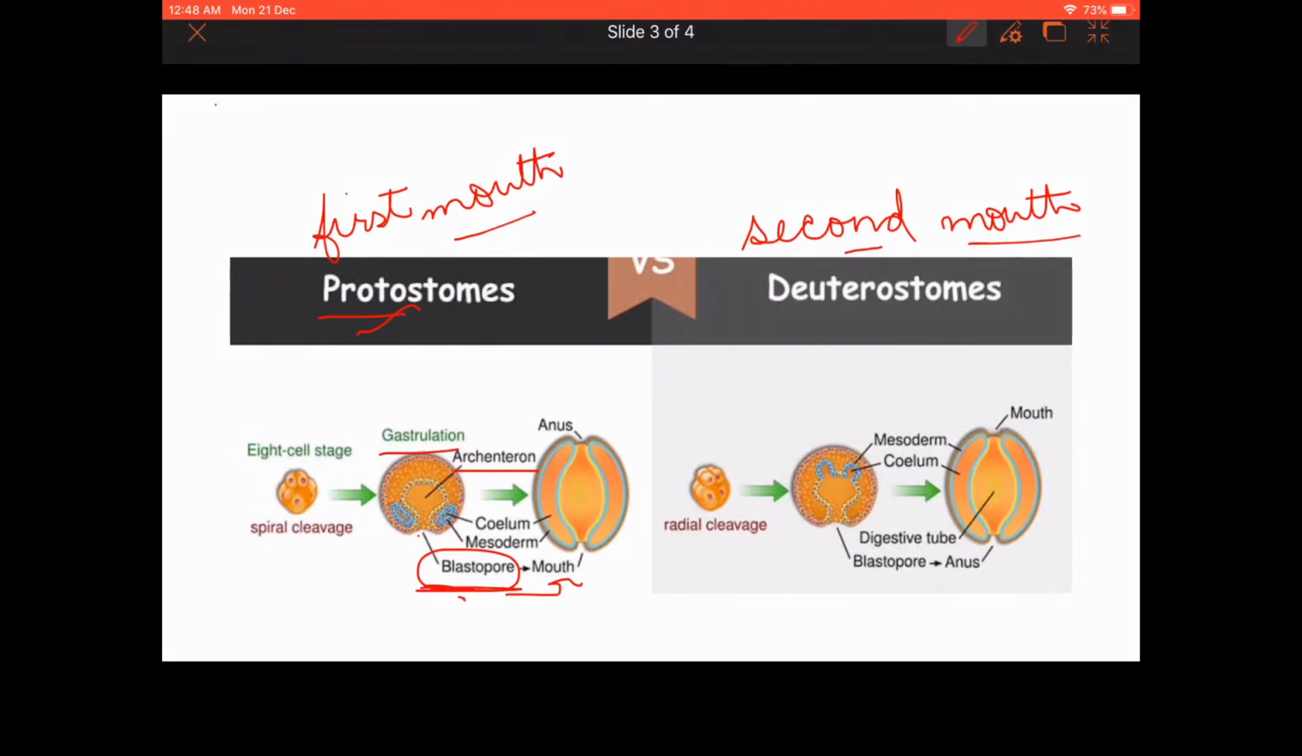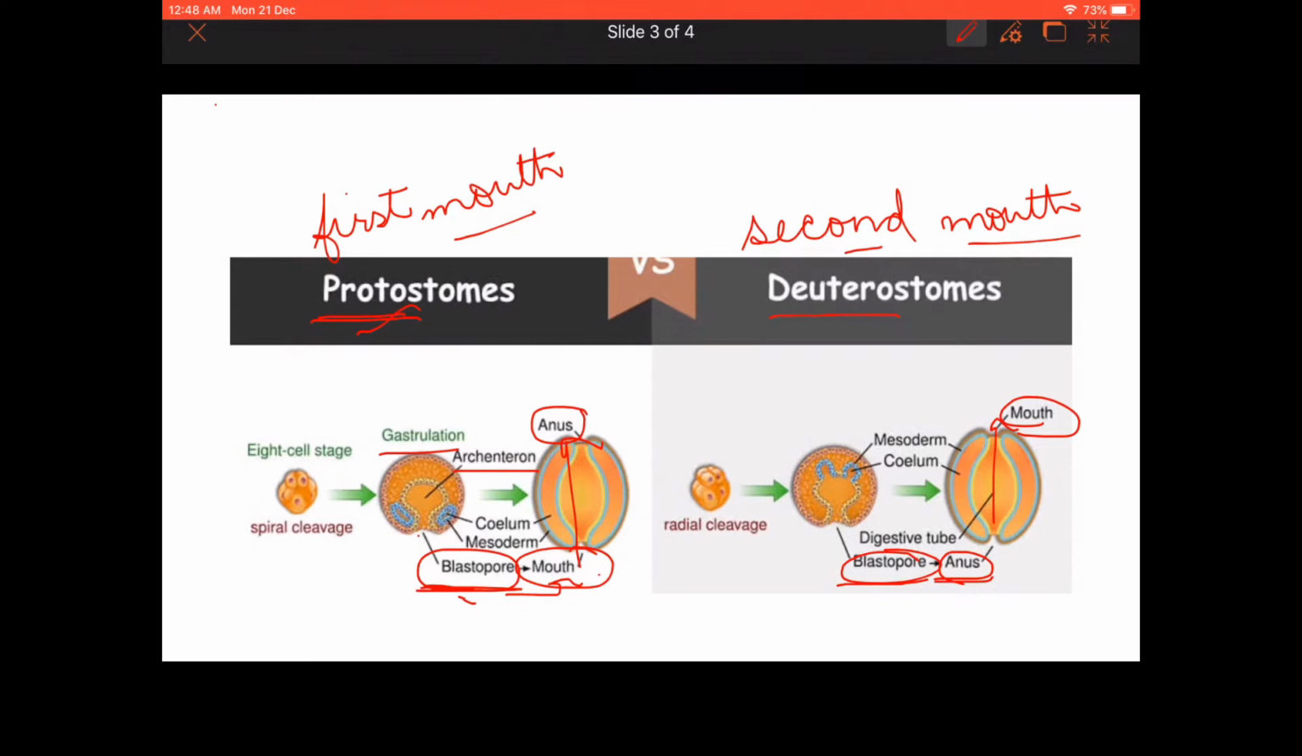So if the blastopore develops into the mouth, then these animals are known as protostomes, and then the anus develops opposite the mouth. On the other hand, in deuterostomes, this blastopore develops into the anus, and the mouth develops opposite the anus. So the mouth in deuterostomes develops from the second opening, while the first opening, blastopore, leads to the development of the anus, right?